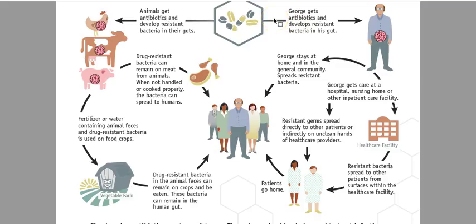George gets antibiotics and develops resistant bacteria in his gut. George gets care at a hospital, nursing home, or other inpatient care facility. George either stays home and in the general community spreads resistant bacteria, or resistant germs spread directly to other patients or indirectly on unclean hands of healthcare providers. Resistant bacteria spread to other patients from surfaces within the healthcare facility. Patients go home.